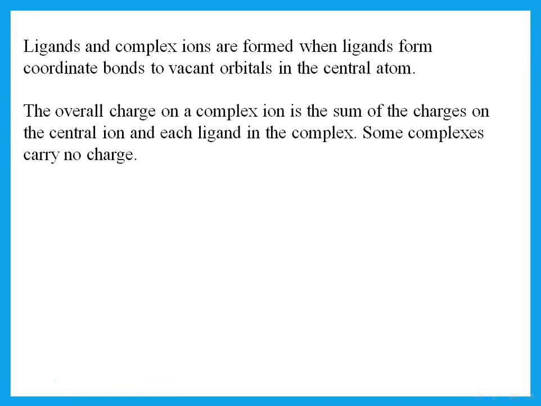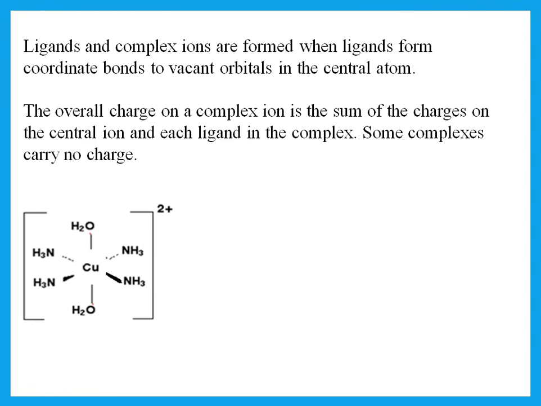Now, complex ions are formed when ligands form coordinate bonds to vacant orbitals in the central atom. So we have copper with vacant orbitals, and this forms dative bonds with the ligands. All of this forms a complex ion. Now, what is the overall charge on the complex ion? The overall charge is the sum of the charges on the central ion and on each ligand.